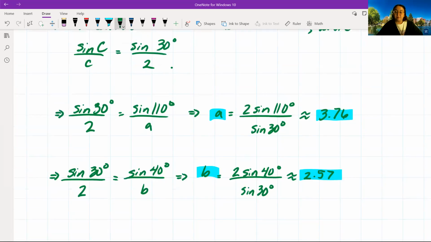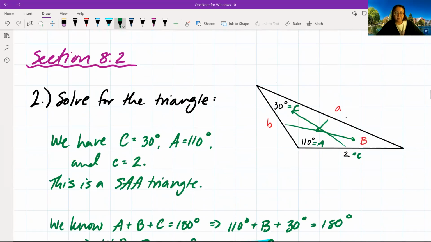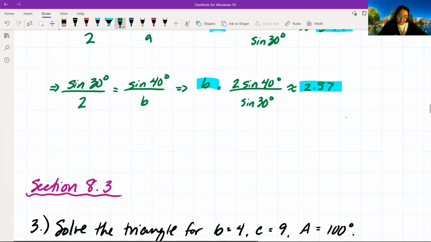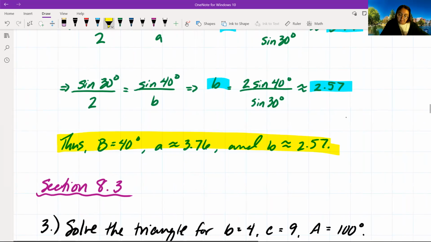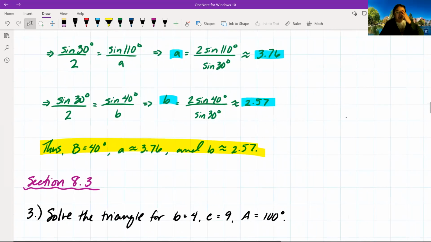So this way we have solved for each one of the factors that we wanted to. So just restating our final answer, you can say thus angle B is equal to 40 degrees. Side length A is about 3.76. And side length B was about 2.57. And that would be our final answer.